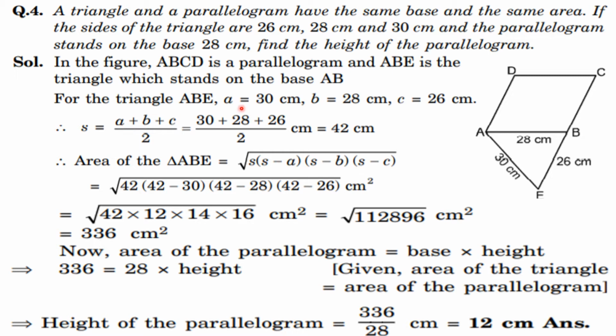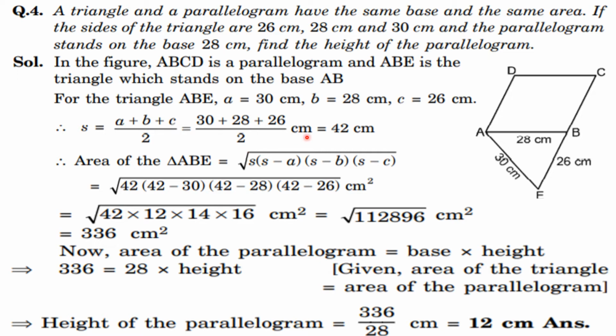What is the value of a? 30 plus what is the value of b? 28 plus what is the value of c? 26. Understood the numerator, my children? Right. By 2. We write the denominator 2 as it is. Understood this step, my children?